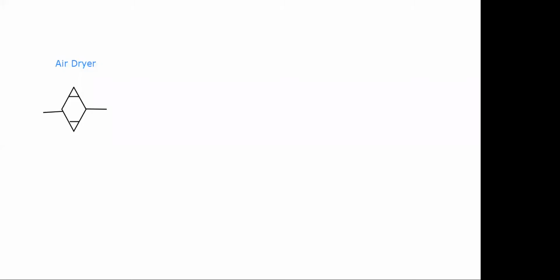Then what is this lubricator? So again, the symbol for the lubricator is like this.